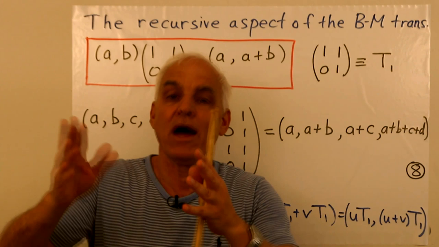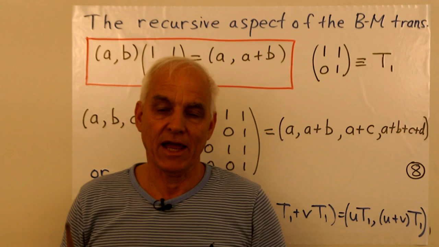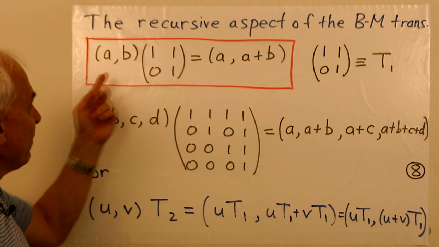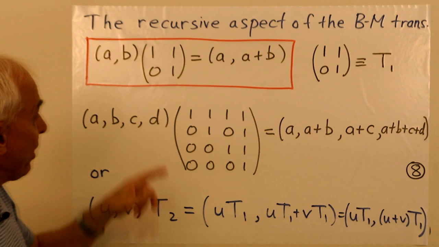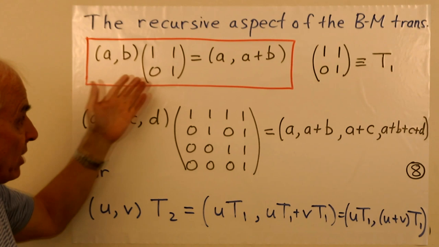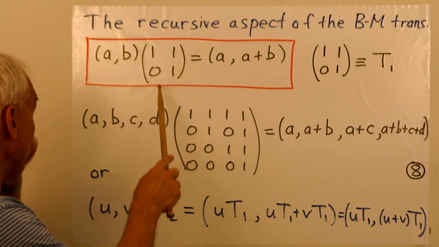So I want to show you that now. So it's an important benefit to going down this particular road. So let's have a look at the very simple kind of Boole-Mobius transform. We just have a vector with two entries, say A and B, and we apply the simplest Boole-Mobius transform, this matrix 1, 1, 0, 1, which we might call T1. Okay, it's with one variable. So when we do that matrix multiplication, we get A and A plus B.